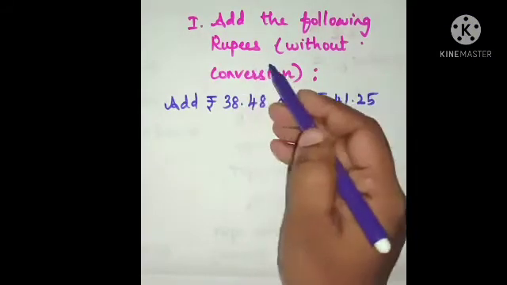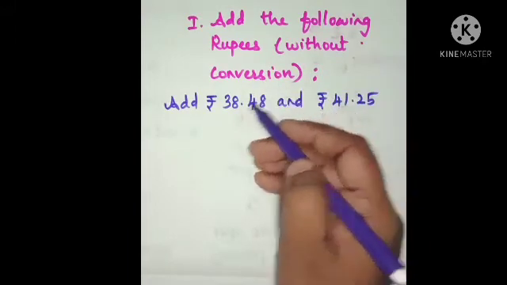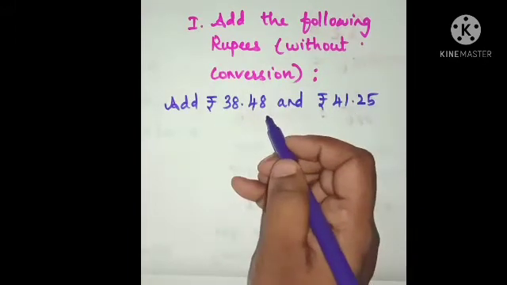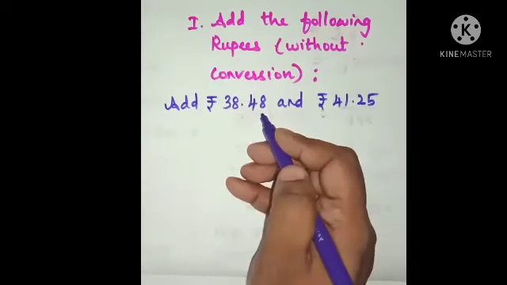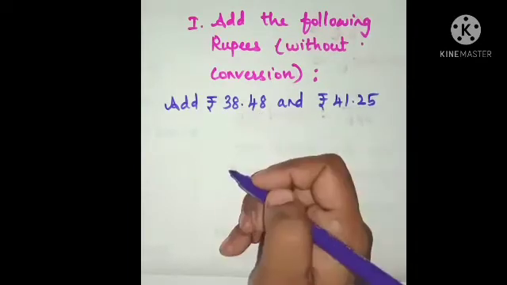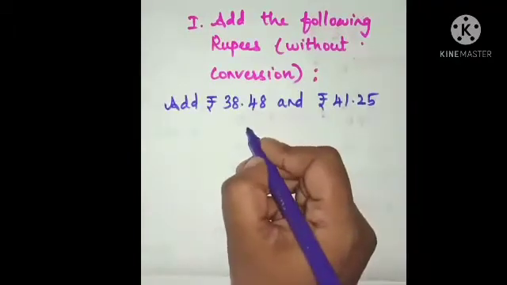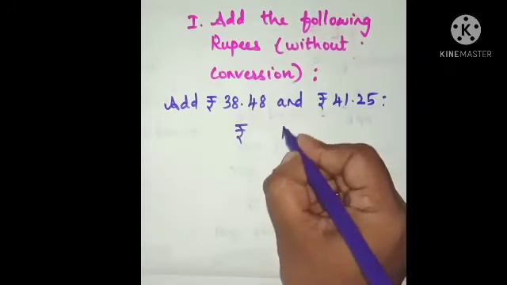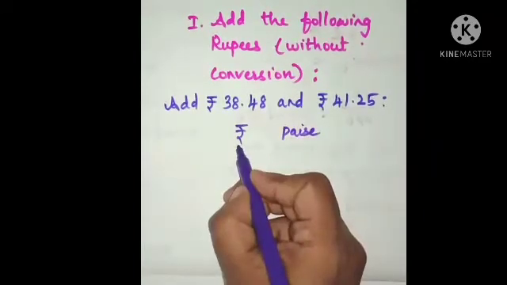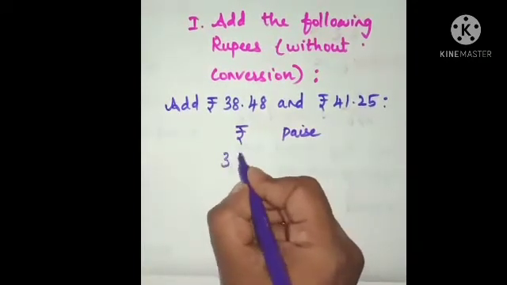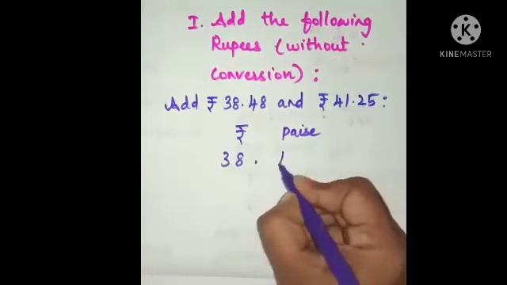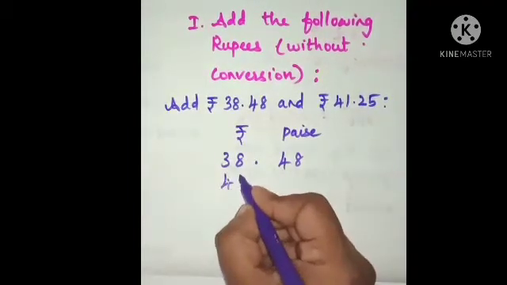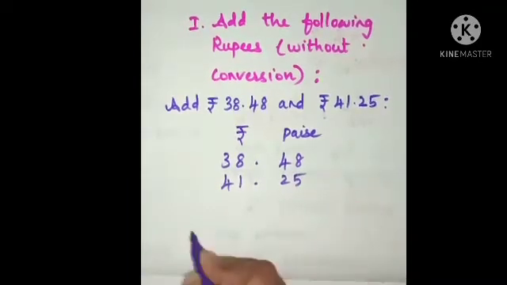Now we are going to see how to add the given cost values. Add the following rupees without conversion. That is, without conversion, it means that rupees and pies will occur in the sum. That is, first put the column rupees and pies. Here 38 rupees 48 pies, 41 rupees 25 pies.